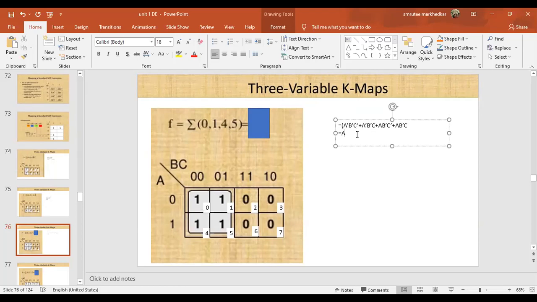So now let's see what can we do here. Let's see what is common. We can see A bar is common here in first two terms. Then B bar is common here. I can take it C bar plus C.